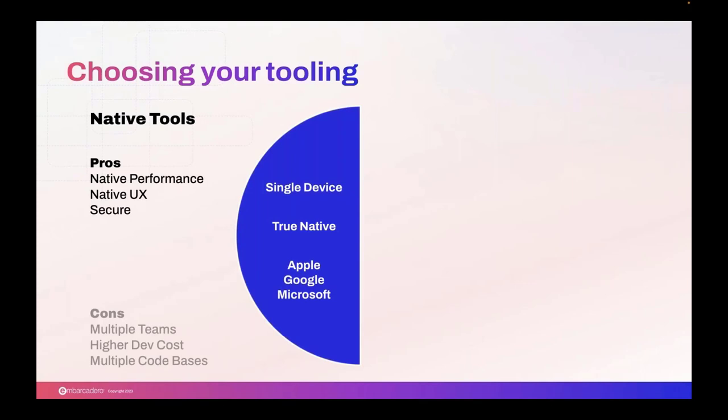So how to choose the right tooling? Well, let's talk briefly about the options out there. Obviously, we're not going to talk about all of them in much detail, just briefly. On the left of this chart, we have the native tools. The pros are obviously you're going to get native performance because you're developing specifically for that platform, and you will have native user experience and be fully secure because it's compiled code. But the cons I've already mentioned. You're going to need multiple teams developing for each platform. It's going to be higher development cost, and also you will have multiple code bases.